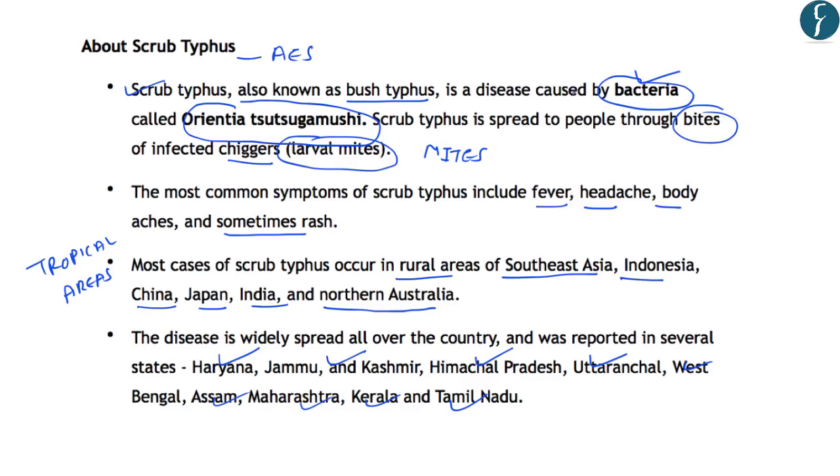So the key facts that should be remembered are that it is caused by a bacteria with the name Orientia tsutsugamushi and it is transferred to people through the bites of mites. Common symptoms include fever, headache and body aches, and it mainly occurs in tropical areas in Southeast Asia, Indonesia, India and other countries. And it is widely spread all over the country.